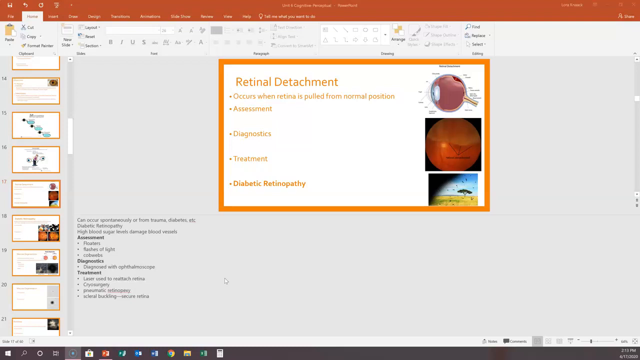So if you're hearing from a patient that they've got these kinds of assessment things happening, they do need to get into an eye doctor sooner than later, because sometimes permanent damage can be caused because of that retina coming down, especially if it keeps going. Okay.